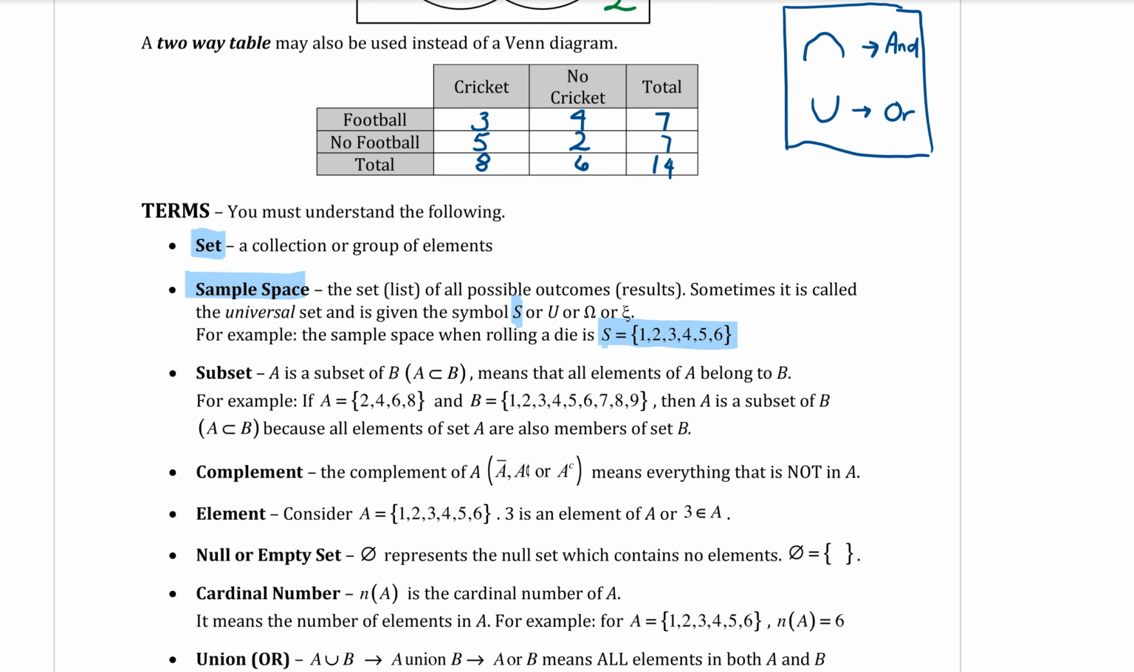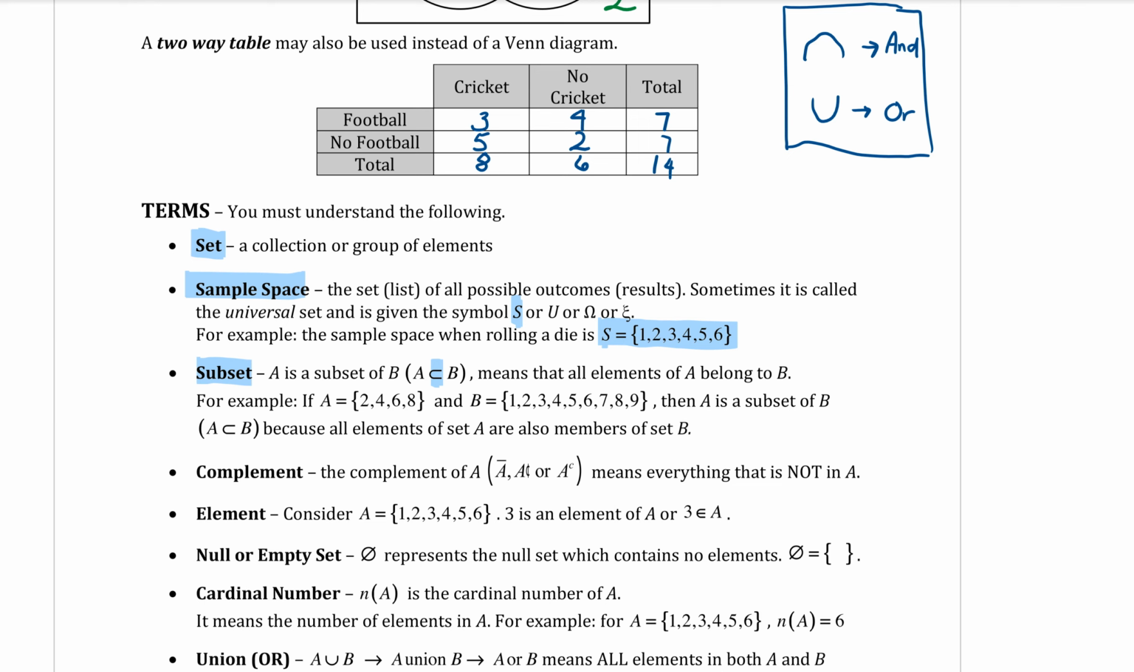Now, a subset. A is a subset of B. Now, that sideways U there, we haven't had that one yet, means A is a subset of B. It means that all the elements of A belong to B. And there's an example here to explain it for you.